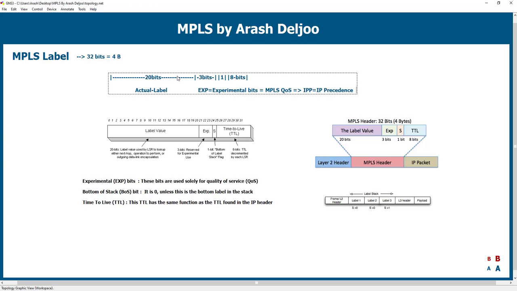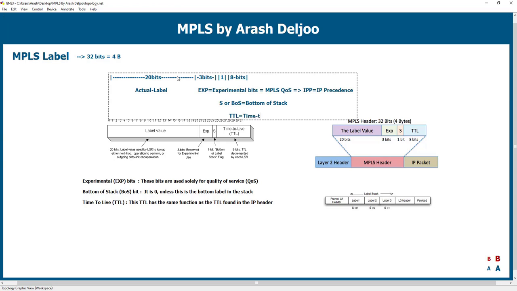And then we have another bit. This bit is the S bit, or another name, BOS, bottom of stack. I will talk about this part. Bottom of stack, or BOS, or S bit. And finally, we have another part of 8 bits. These 8 bits are used for TTL.